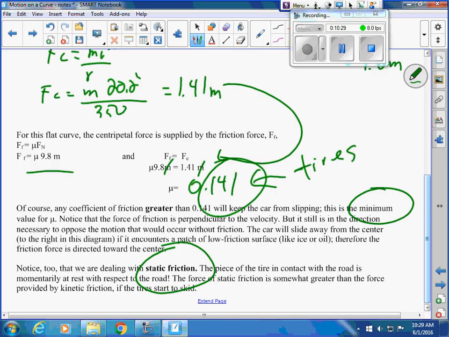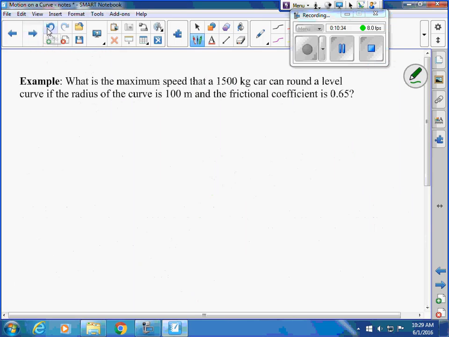Okay? Okay, so I would like you to try this example. Do you want to try it on your own or should I do it? Me do it? Okay. So here, what is the maximum speed that a 1,500 kilogram car can round a level curve? If the radius of the curve is 100 meters, that's pretty tight. And the frictional coefficient is 0.65. That's a pretty rough road. So we are looking for the velocity.